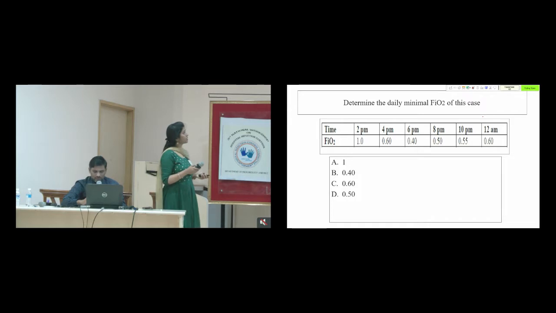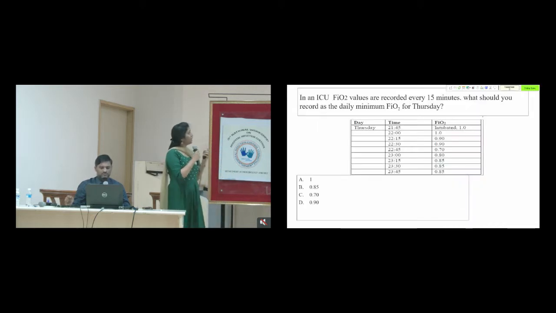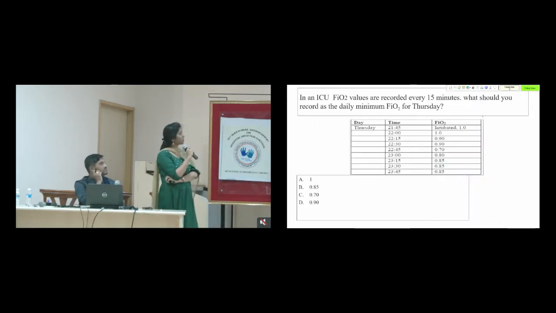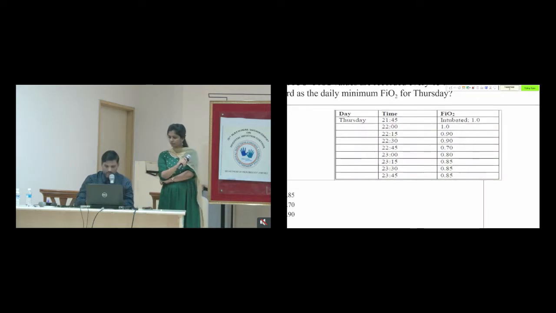Yeah, so we can stop here. So what is the answer? Yeah, because for any recording more than 1 hour duration with more than 1 hour gap, you just take the lowest value. Okay. What is the daily minimum FiO2 in this case? Wait 1 second. Answer. Okay, wait.